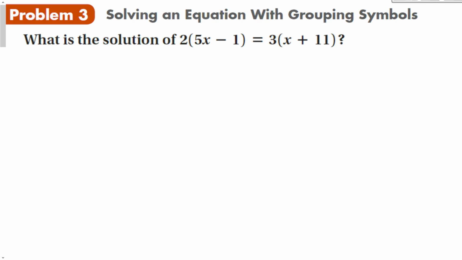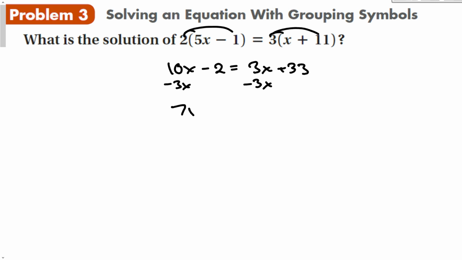Next, solving an equation with grouping symbols. So here, I got a couple choices as well, but nothing that will make the equation really easier. So my best option is to distribute both of these terms before I get started. So that gives me 10x minus 2 is equal to 3x plus 33. Now I take a look at my equation and I say I want to bring the smaller x to the larger one. So I want to subtract 3x from both sides. That gives me 7x minus 2 is equal to 33.